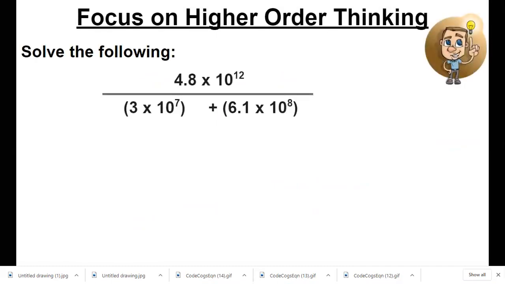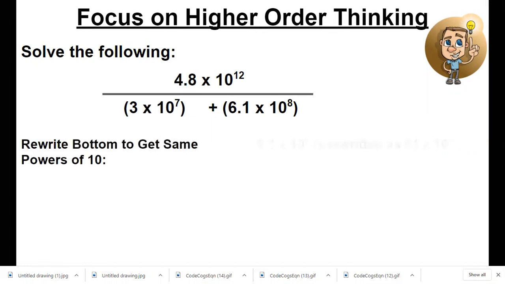Keep going on. I rewrote my top number as 4.8 times 10 to the 12th because we solved that. Now we're going to solve the bottom. It's an addition problem, so we know we have to have the same powers of 10. So let's get the same powers of 10. I'm going to rewrite 6.1 times 10 to the 8th. I'm going to go down. So I'm going to move my decimal 1 to the right, and I'm going to decrease my power of 10 to the 7. So I'm doing this one the opposite way I showed you in the other ones, just to show you how it's done.